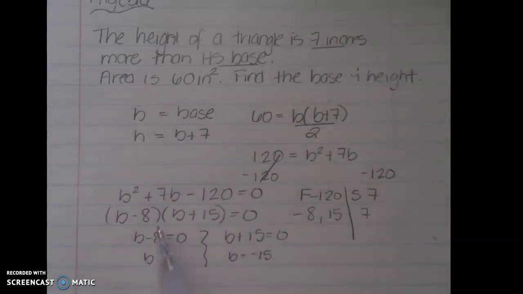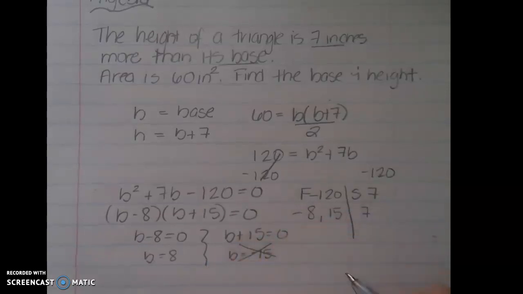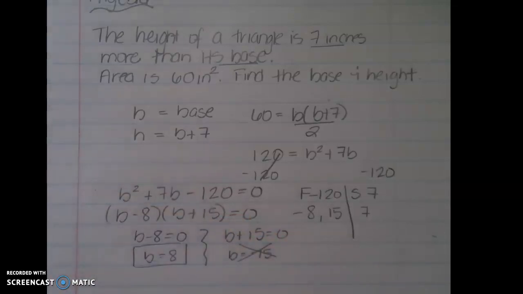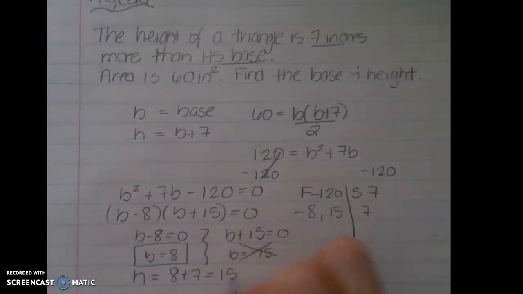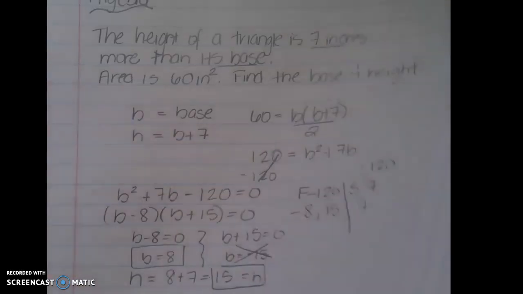So you separate your equations, set them equal to 0 and solve, and you've got b equals 8 and b equals negative 15. We can't have a negative distance, so my answer is 8. Therefore, the height is 8 plus 7, which equals 15. And that's your final answer. All right, have fun with this lesson.